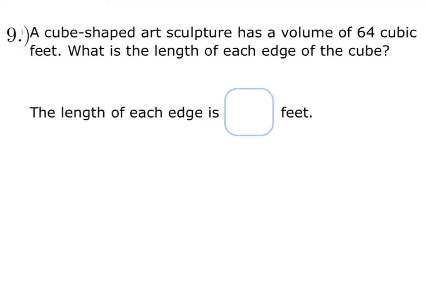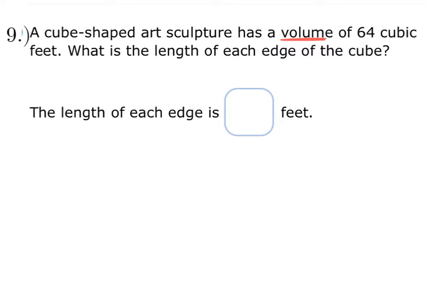Number 9, a cube-shaped art sculpture. Okay, cube-shaped means I know I'm going to use cube root. Another giveaway for that is volume. Volume is always in cubic units. So a cube-shaped art sculpture has a volume of 64 cubic feet. What is the length of each edge of the cube? And then it gives me like a little answer sentence.